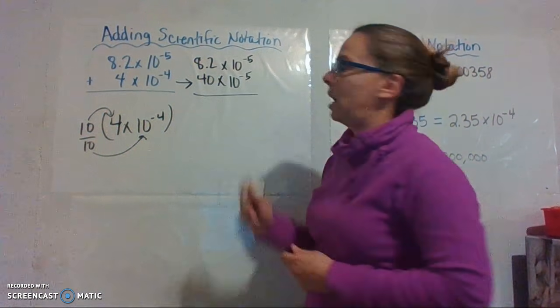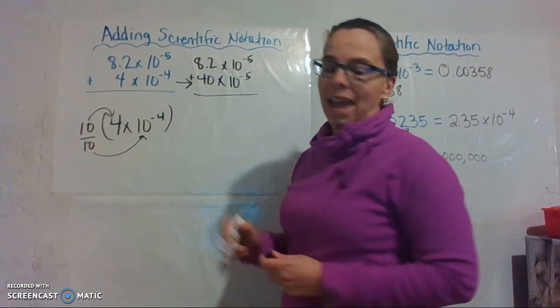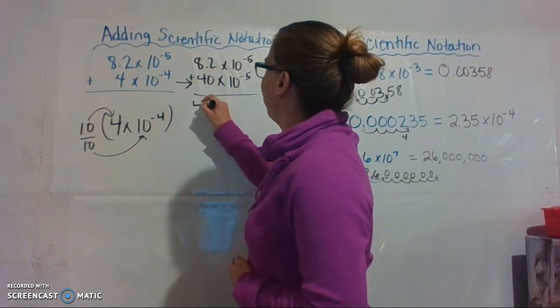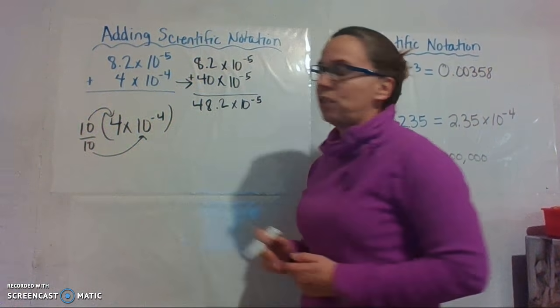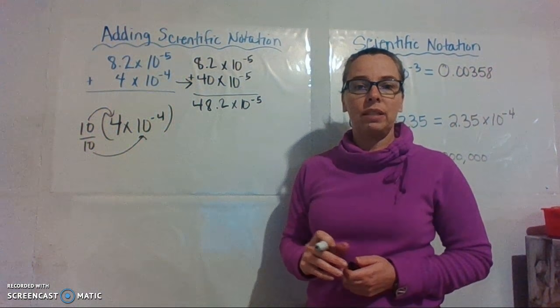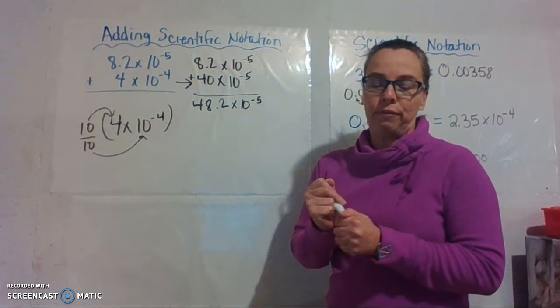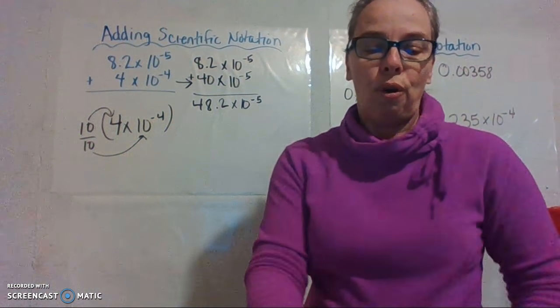Now they're the same powers. I can do my addition. So if I add those two together, I get 48 2/10 times 10 to the negative 5th. And just like we did with dividing and multiplying scientific notation, we need to look to see if our first factor is written correctly.